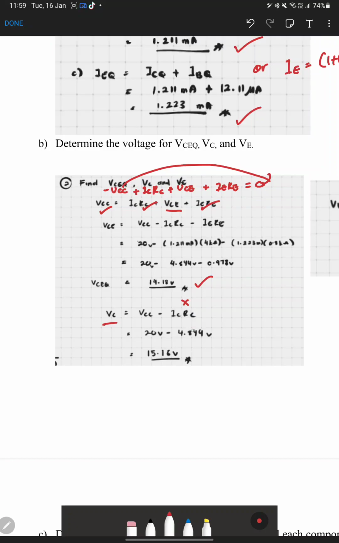By replacing the value, ICRC equal to 4.884, 20 minus ICRC, so we got the value for VC is 50.16. So another way to check it, VCC must be much larger than VCE, because VCE equal to VC minus VE. So to get the value VCE, we must have VC bigger than VE. Then we can find the value for VCE.